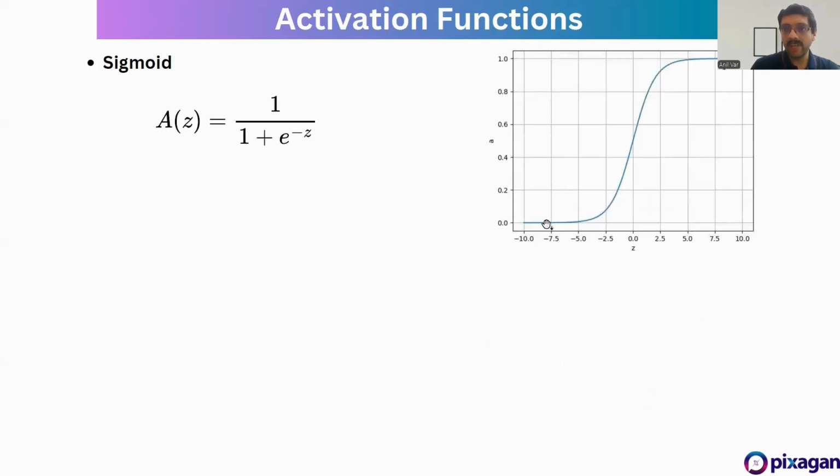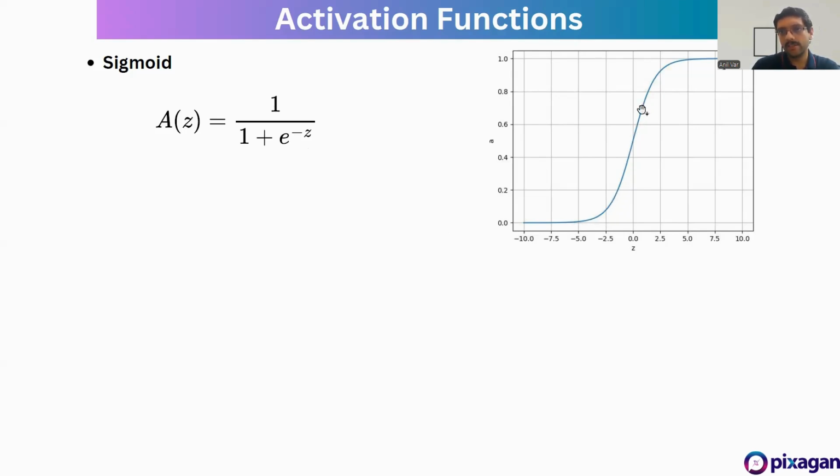Now, another example of an activation function, which is used a lot in classification problems, is the sigmoid activation function. If you're familiar with this function, it's the logistic function, so it's used in logistic regression. What it does is take the Z and apply 1 plus e to the power of minus Z. For very negative values, the value of the activation function is 0. As we get closer and closer to 0, the activation function starts increasing.